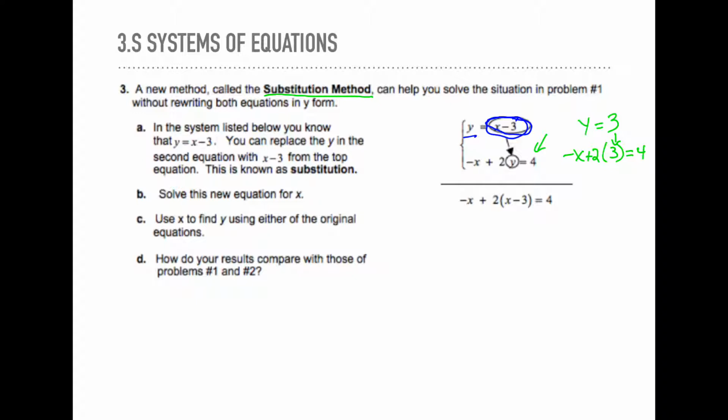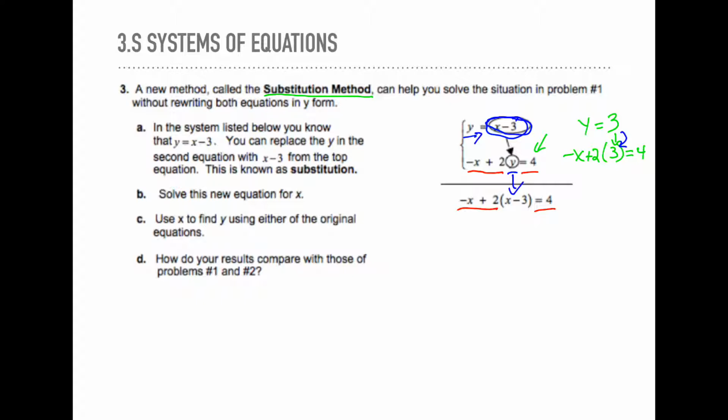So we've got this equation, negative x plus 2y equals 4. So you'll notice here when we substitute in that x minus 3 for y, this red part all stays the same. Negative x plus 2 equals 4. The only thing that changes is now instead of the y, we're going to put what y is equal to, that x minus 3. So once again, instead of substituting in a 3, we're substituting in x minus 3. And then we just solve it like normal.